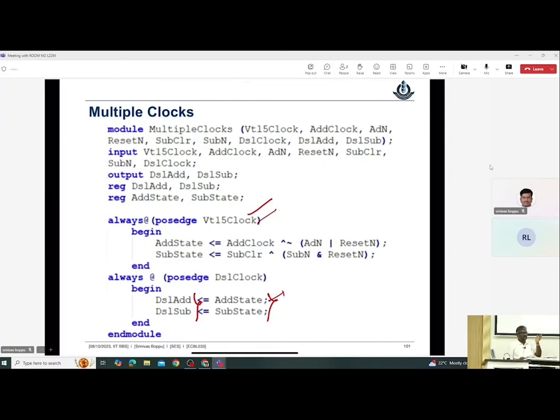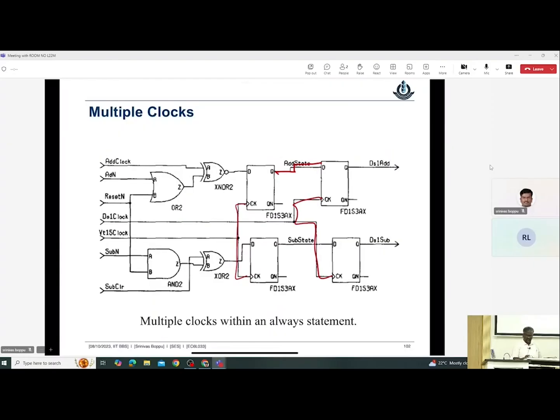Yeah, but again you see, right? So you are reading first, right? It's not like you use the current value, right? Yeah, of course, that's what I'm saying. Only the clock will change. That's all. Nothing will change. It will give the same circuit. Only the clock will change. That's all, right? So instead of this DSL clock, the same VT5 clock will be there.